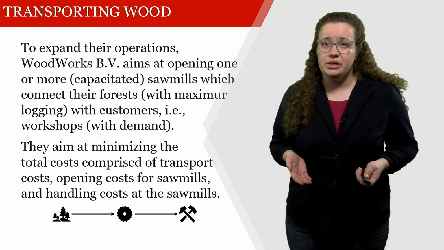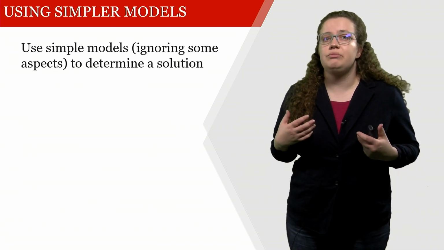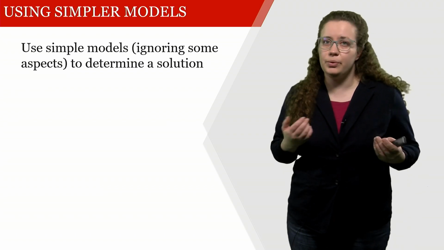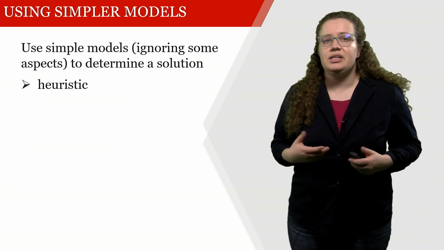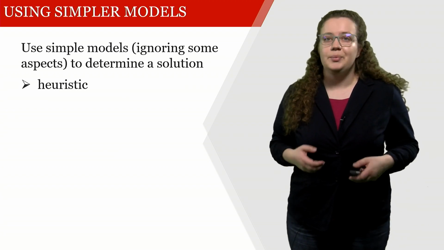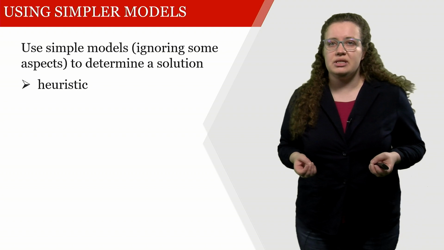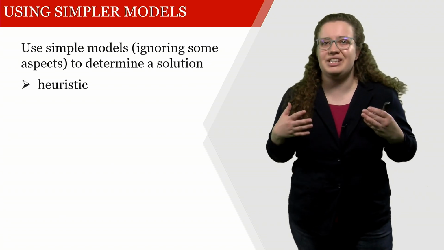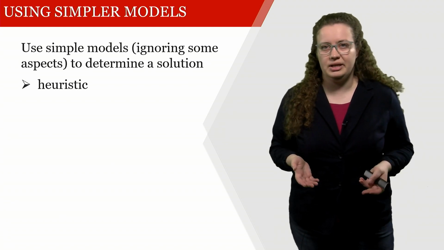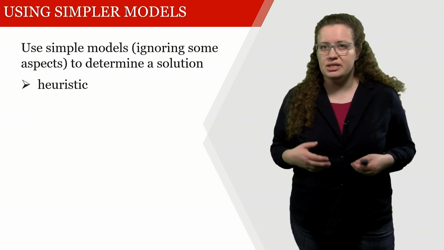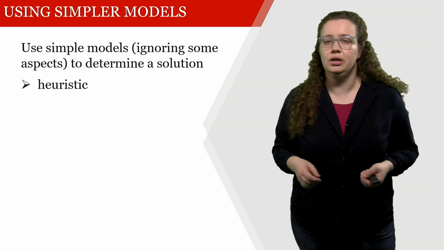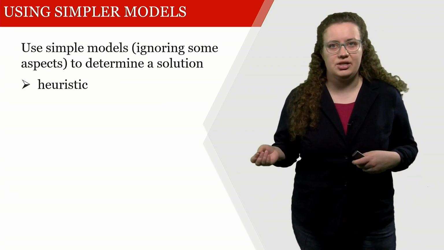So the first thing that we can do, we can actually look into simpler models. So we're ignoring certain aspects and then determine a solution. This is of course a heuristic, but it's a very important heuristic because in mathematical modeling, our models can very quickly become extremely complicated. And if we can ignore certain features of the solution and still get a very similar solution, or even the same solution, this is actually beneficial.